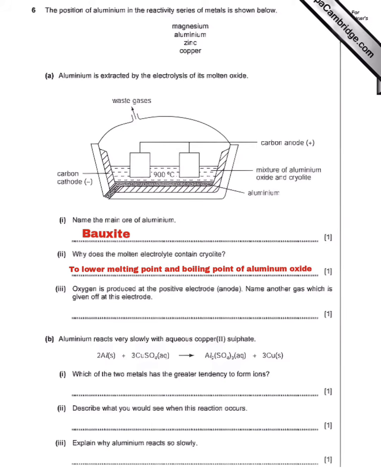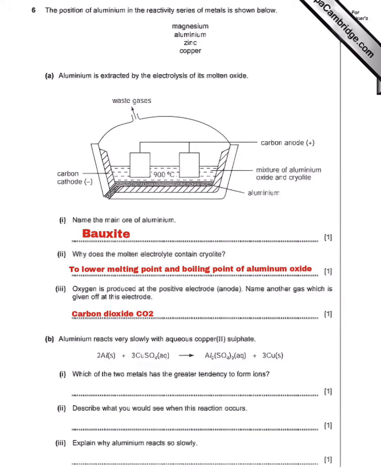That's all. Then Roman numeral number 3 is saying oxygen is produced at the positive electrode, which is the anode. Name another gas which is given off at this electrode. The other gas is carbon dioxide, which is CO2, okay?